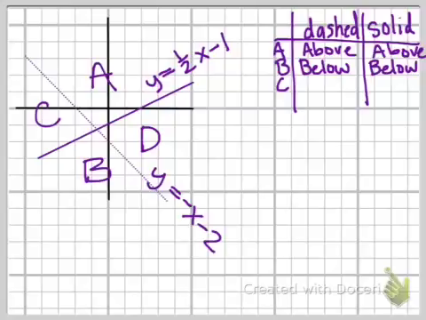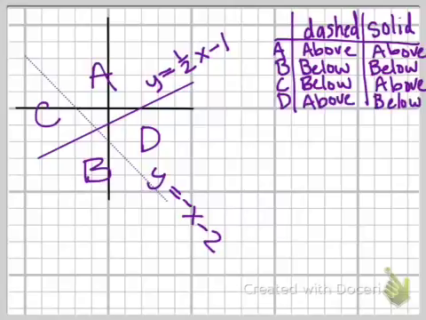For part C, it is below the dashed line, but it's above the solid line. And then part D is above the dashed line and below the solid line. Okay, looking at these relationships is going to help us know how to write our inequalities.